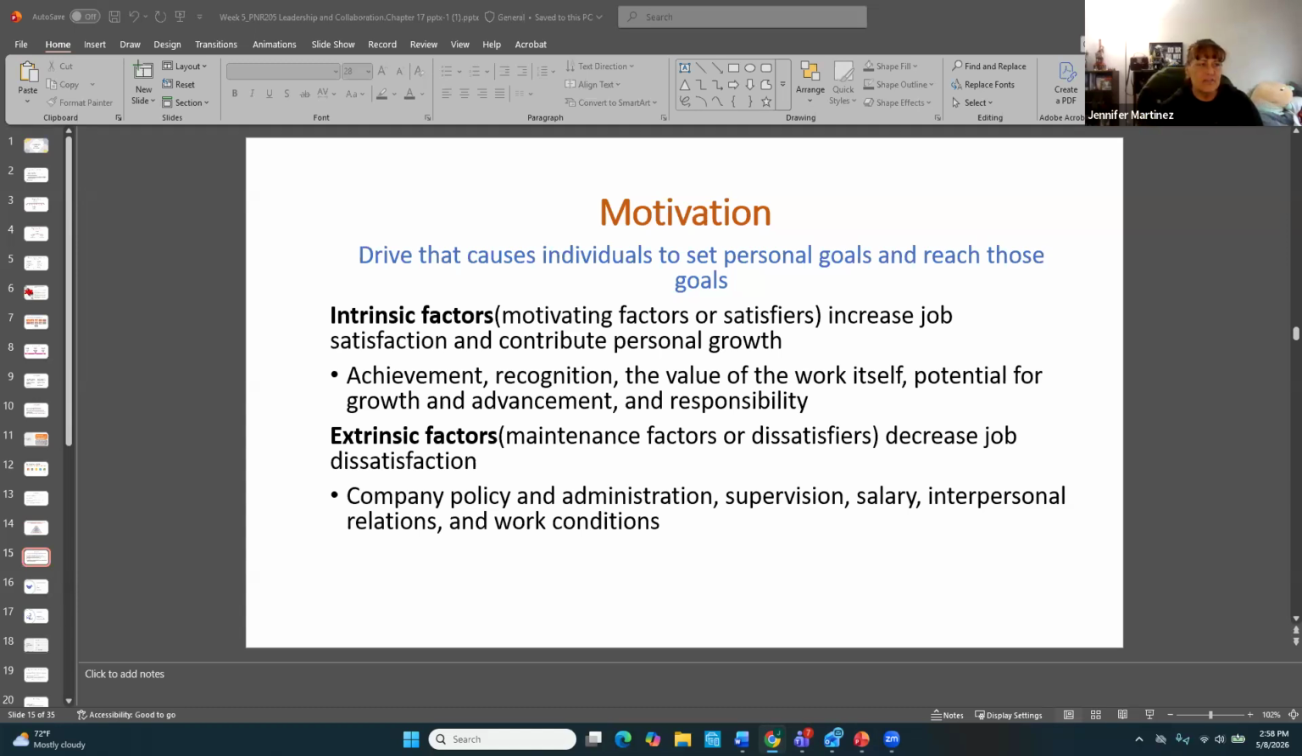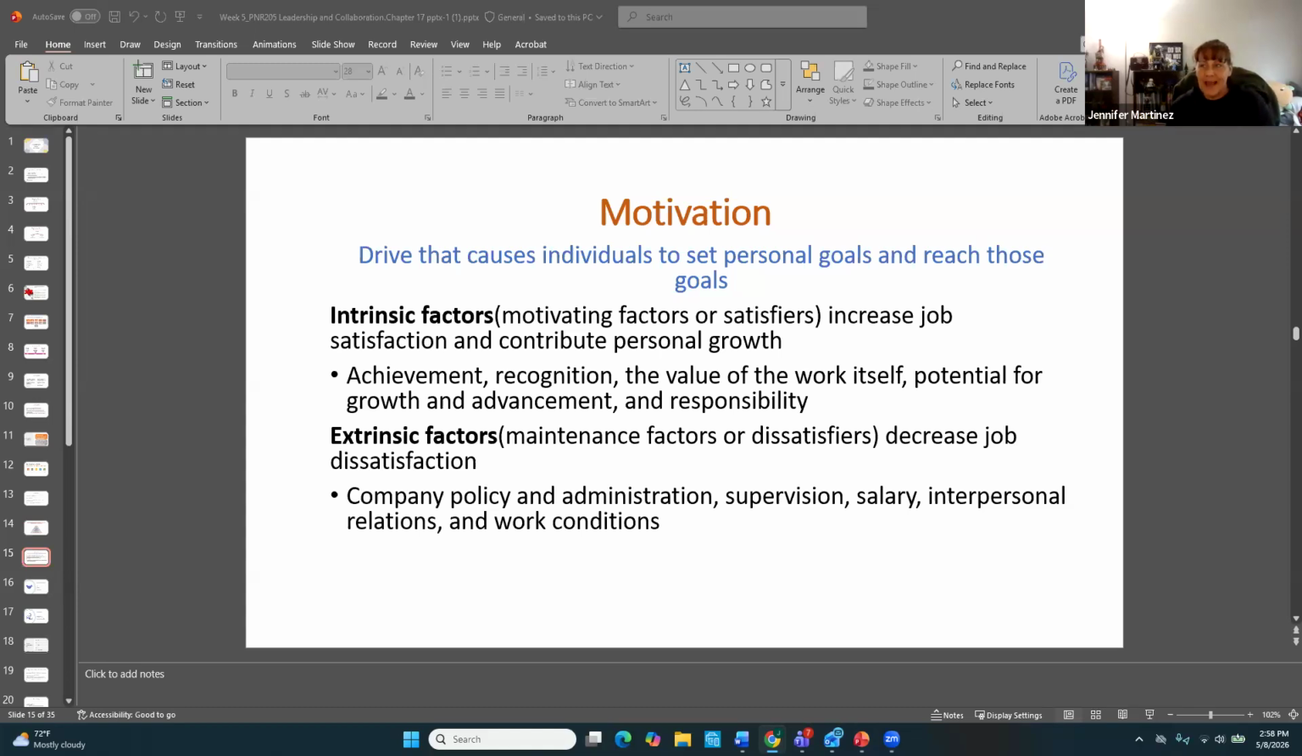Okay. So things like achievement and recognition, the value of the work, the potential for growth and advancement, as well as responsibility, right? Those are all intrinsic. They have to do with the job itself, right?